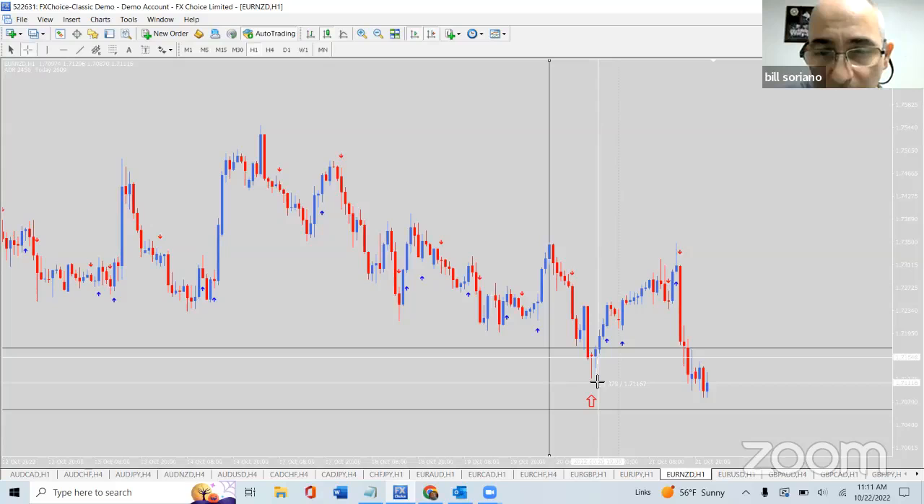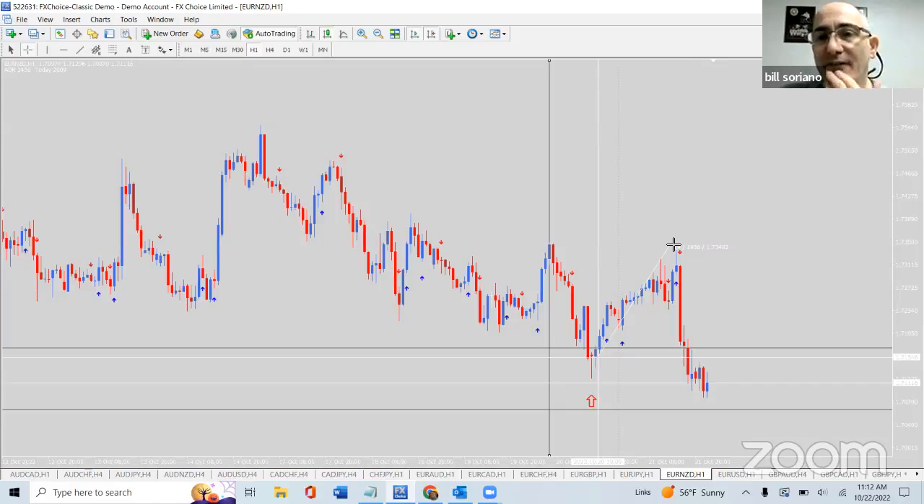We're going to risk about 40 pips to get 120. This shoots up what? 190 pips. So it's not a 1 to 3. This is actually a 1 to 4 trade. So if you risk 2% of your money, you can get 8% on this trade.